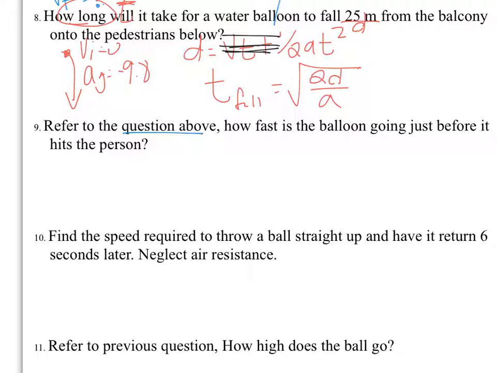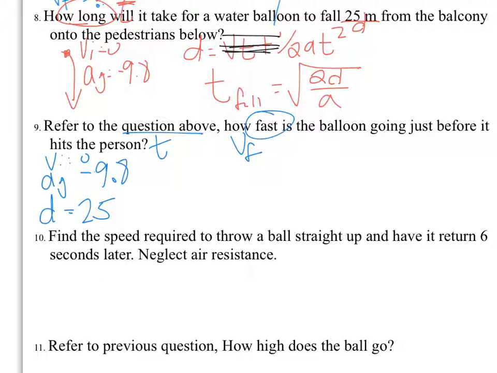So I'm going to refer to that question above. So I'm still going to use my initial velocity of 0. I'm still going to use my acceleration as negative 9.8. I'm still going to use my displacement as 25 because that was given to me in the actual stem. And this time they want us to find how fast, so we're solving for the final velocity.